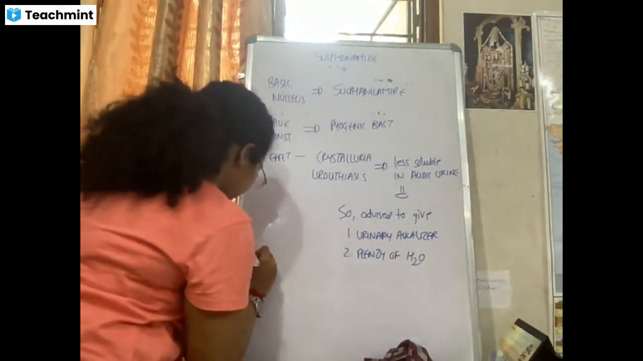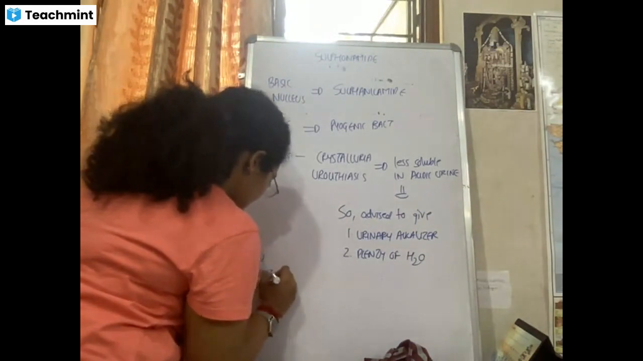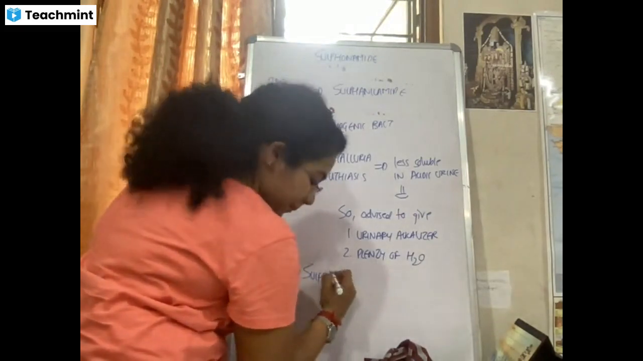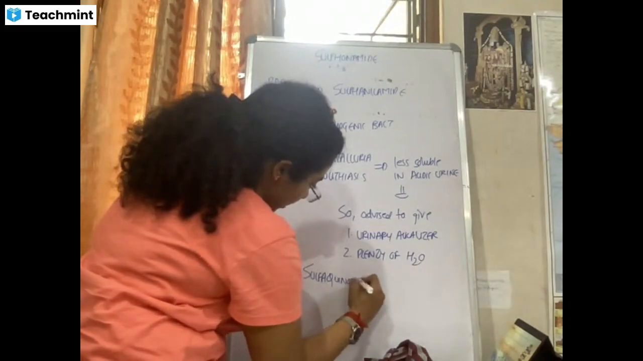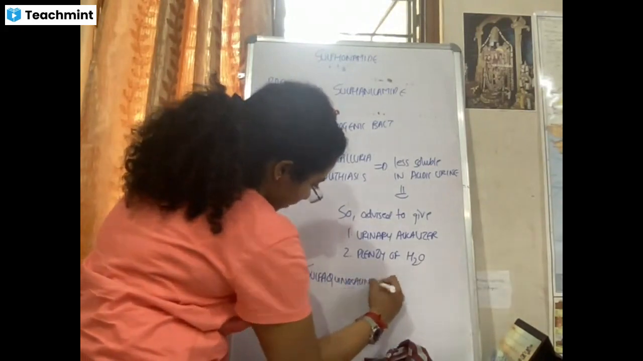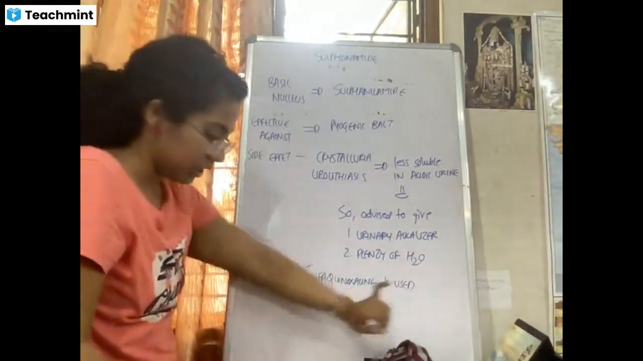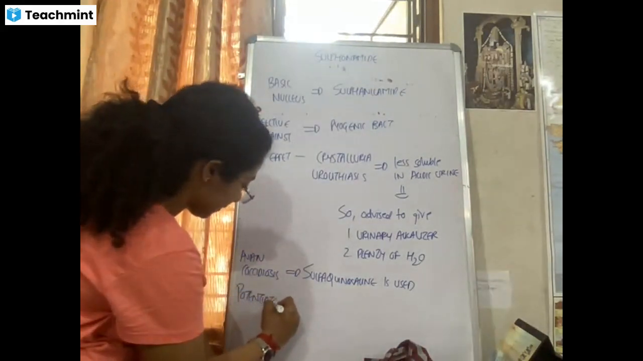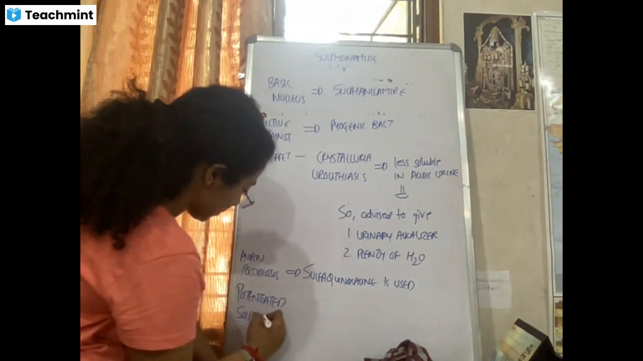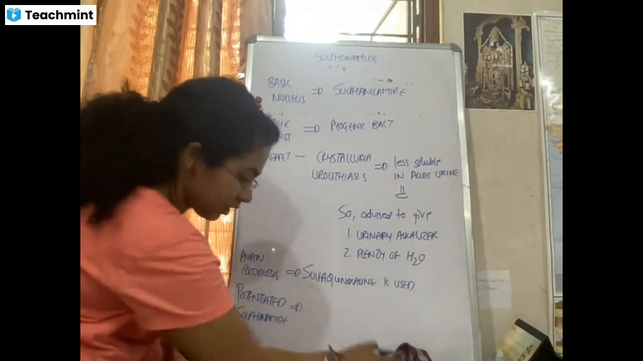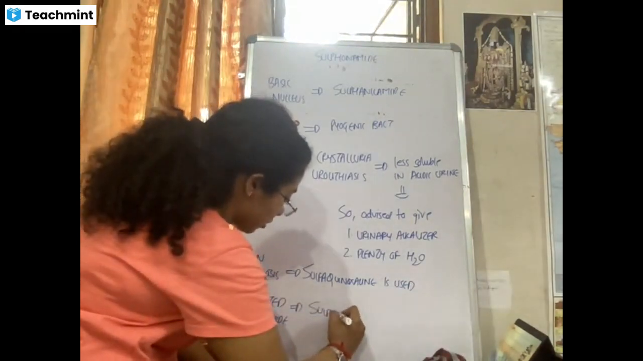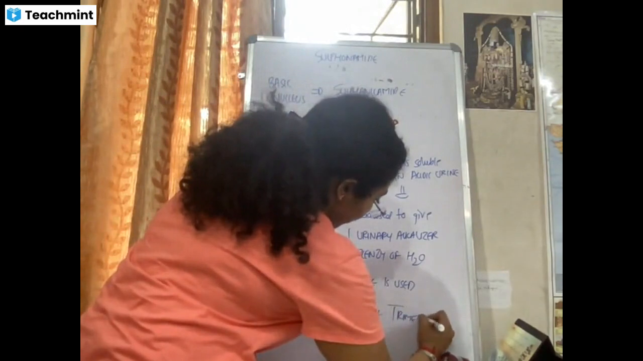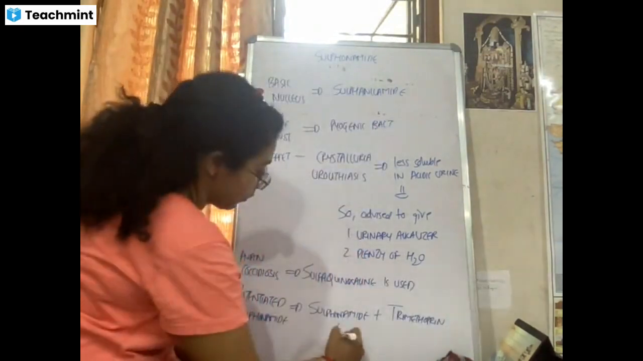Then in the case of avian coccidiosis, sulfaquinoxaline is used. Then potentiated sulfonamide is sulfonamide plus trimethoprim in the ratio 4:1.